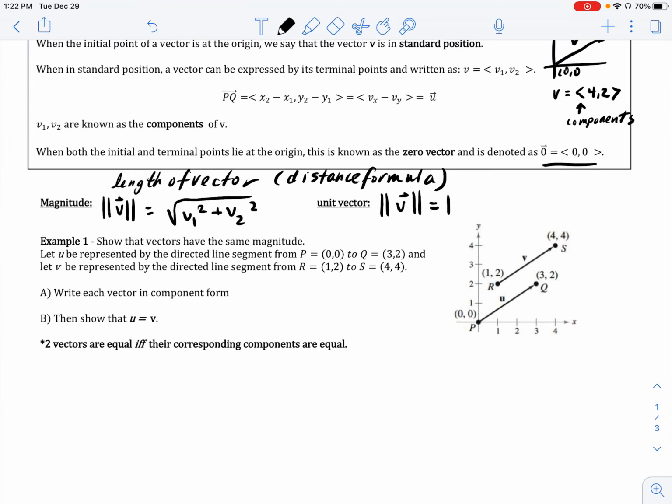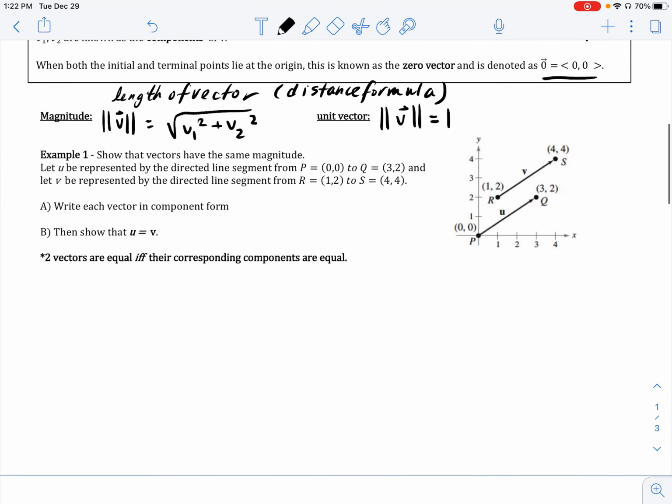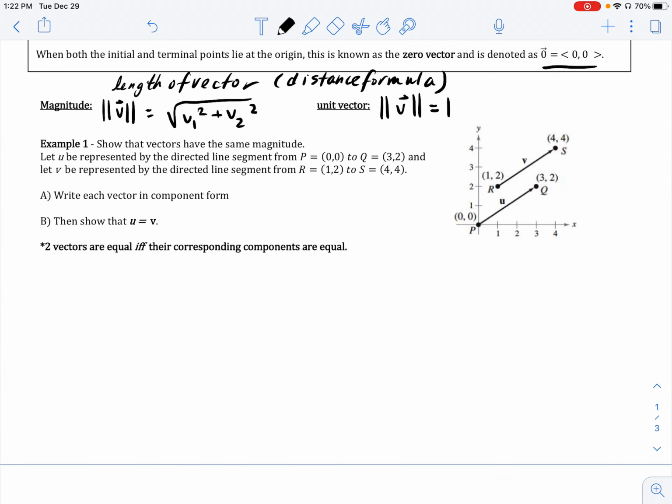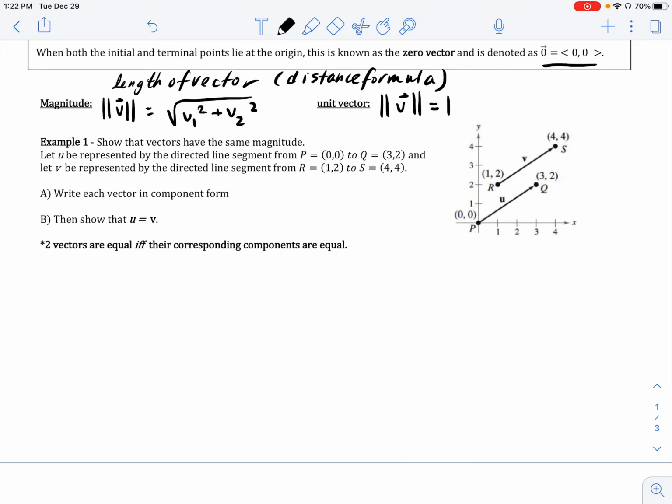So let's actually just dive into some problems because I think it'll help us understand some of this terminology a little bit more easily in its applications. So we have two vectors here. We've got vector v and vector u. We could also describe vector v as being vector RS. That's one way of describing it. And similarly, we could describe vector u as being vector PQ.